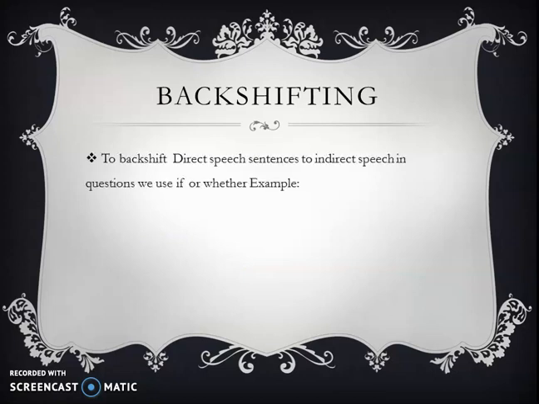Now we have the other part of the backshifting, which is the third example. We have to backshift direct speech sentence to indirect speech. In the questions, we use if or whether. So in these cases, as I said at the beginning, for the yes or no questions in the indirect forms, we do not use any auxiliaries. We have to introduce if or whether.